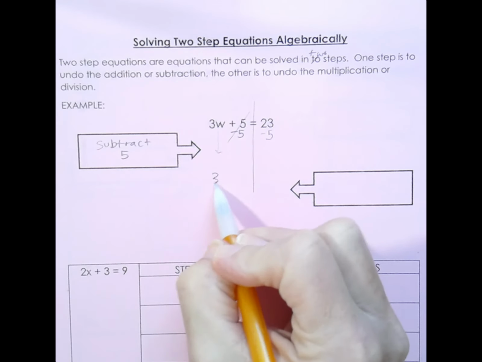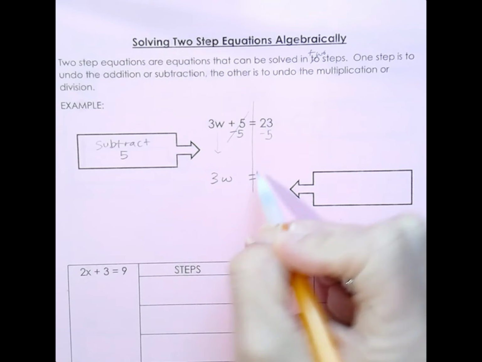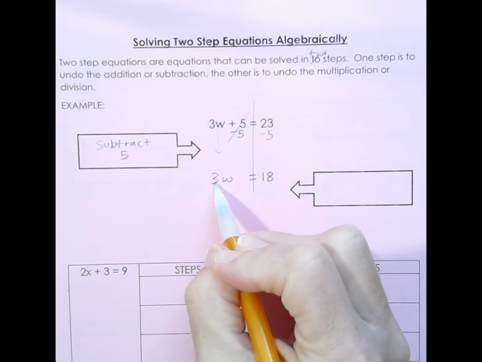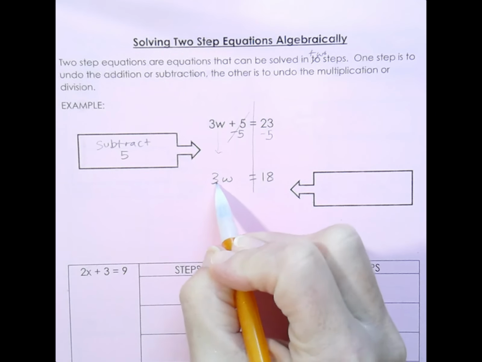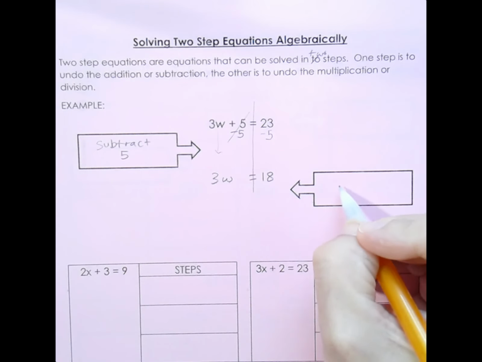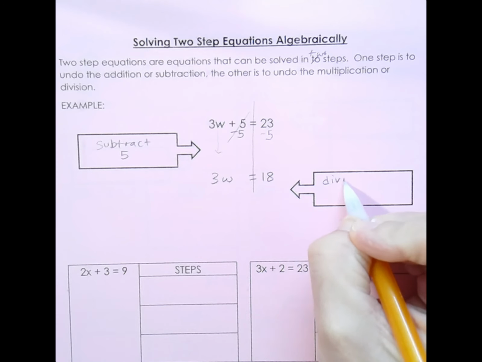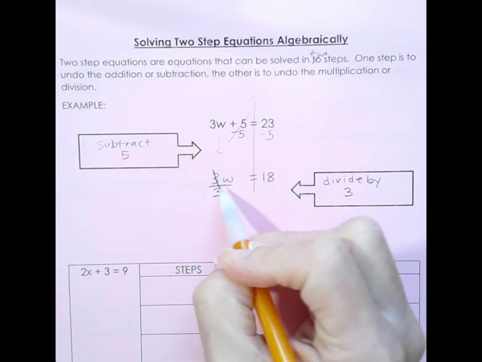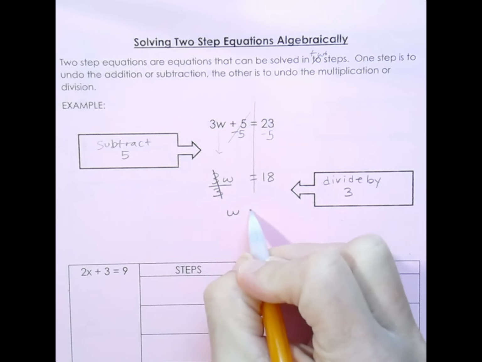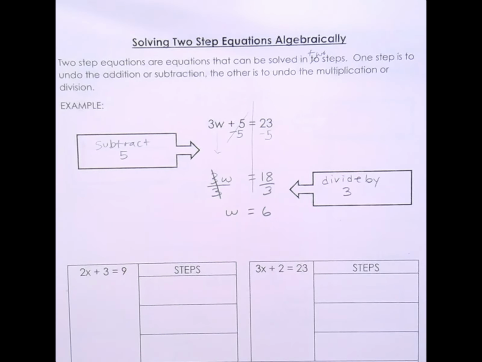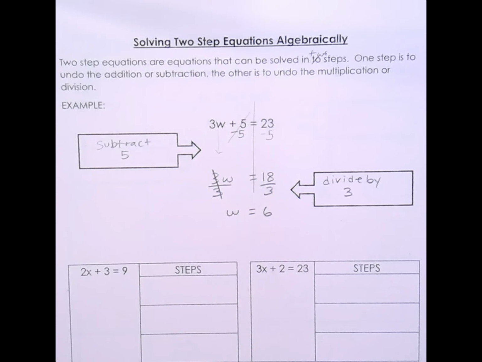We have 3w equals 18. And then our second step, we need to get rid of this 3. The 3 right now is multiplied onto w, so to get rid of it, we want to do the opposite, which is divide by 3. Three divided by 3 is 1, so that makes 1w, or w. 18 divided by 3 is 6, and then we're finished.